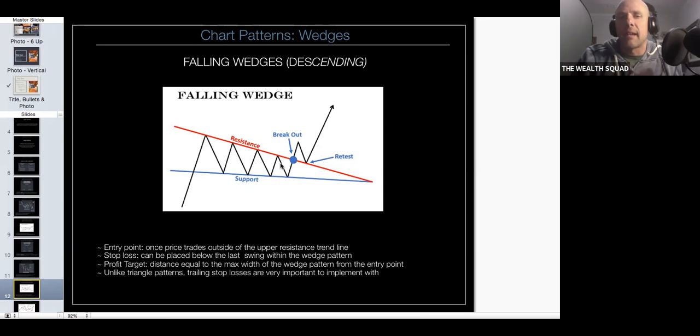So your stop loss at some point might be somewhere within here, but in terms of when you want to get out of that trend, is when you want to place it down here at that lowest swing. And your profit target, again, is going to be the distance equal to the max width right here, right? So you're going to basically duplicate this and measure this up here of where your profit target would be, whatever that is. And again, you want to implement trailing stop losses with this based on support, resistance, and basic daily price action movement.